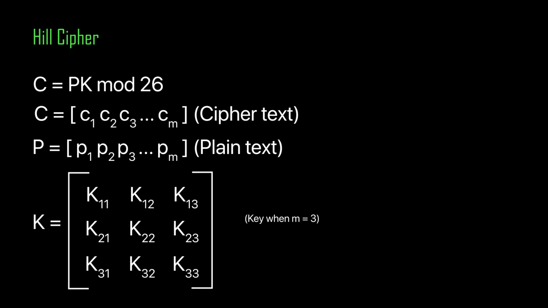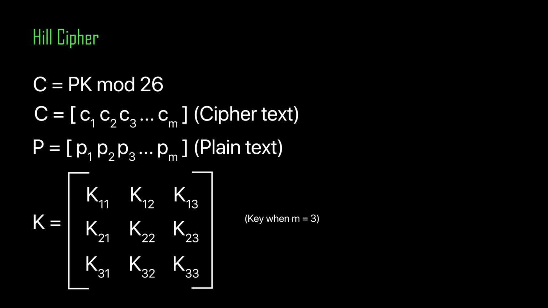The key K is an M by M matrix, and specifically for M equals 3, this is what the key would look like. Since we're performing matrix multiplication modulo 26, we need to convert our alphabetic characters to numbers in the range 0 to 25 inclusive. The main points here are that M plaintext letters are considered at a time, and the formula will produce M ciphertext letters using an M by M key.